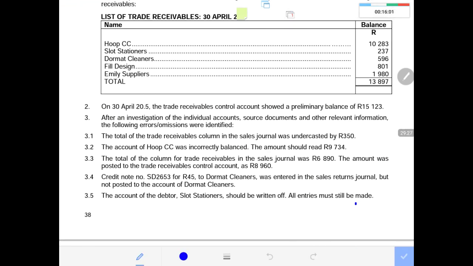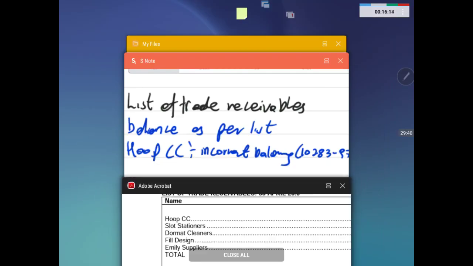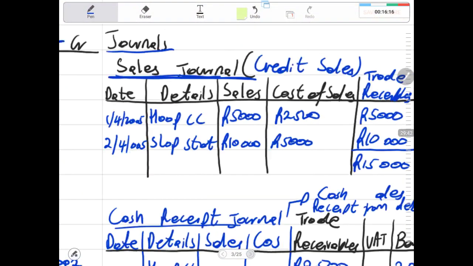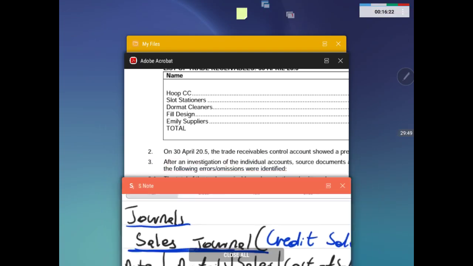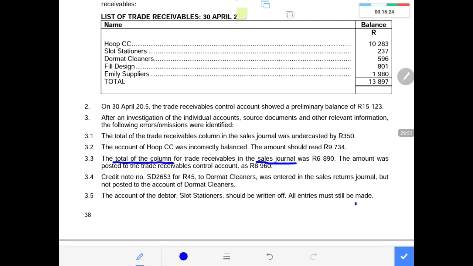Number 3.3 says the total, take note again, the total of the column, we are referring to the column for trade receivables in the sales journal. Let us go to the sales journal. Which total are they referring to? Definitely you know that it is the 15,000 that we're referring to. They are referring to the total that is in the sales journal. Sales journal was 6,890.